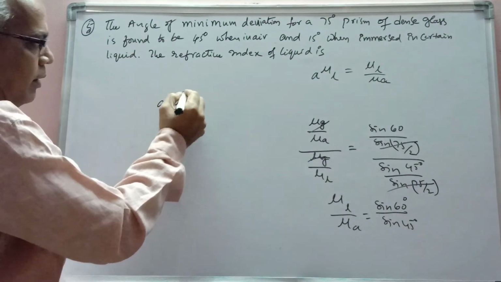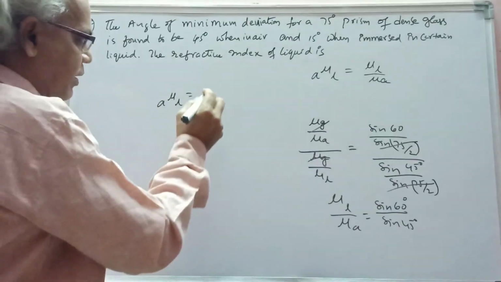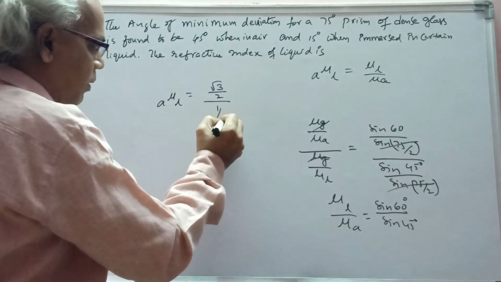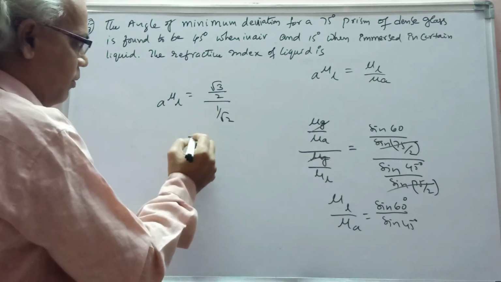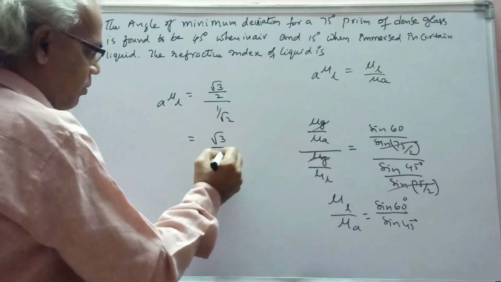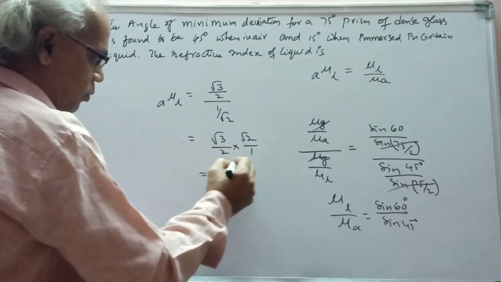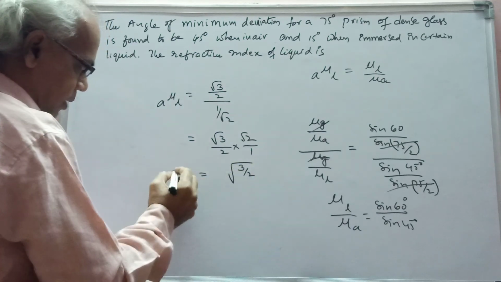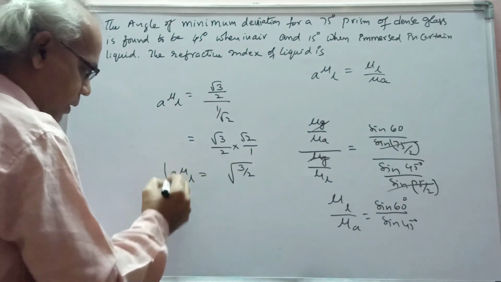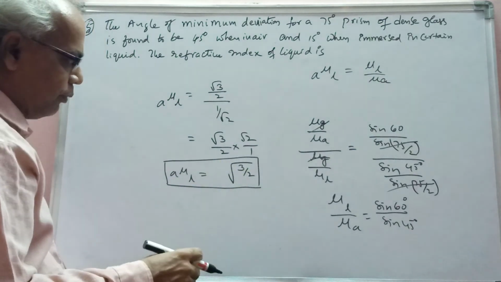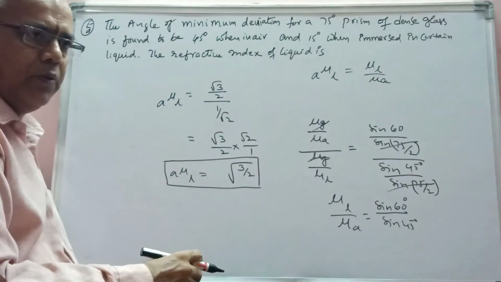A mu L is equal to sin 60, which is root 3 by 2, divided by sin 45, which is 1 by root 2. So root 3 by 2 into root 2 by 1. It is root of 3 by 2. The refractive index of the liquid with respect to air is root of 3 by 2.